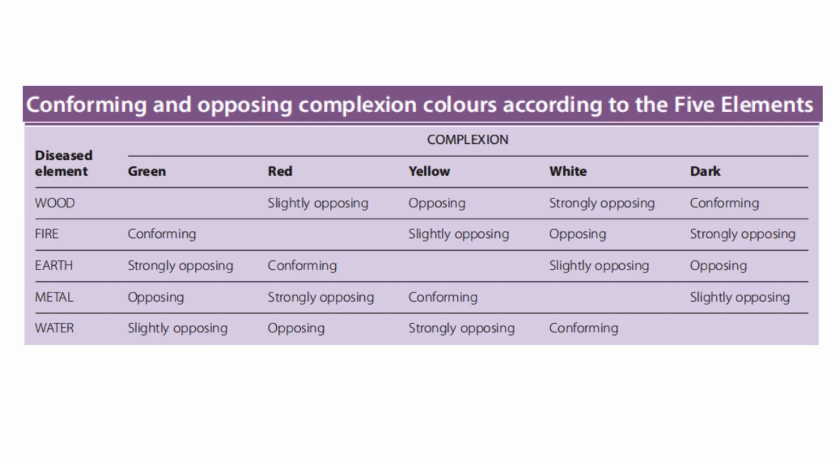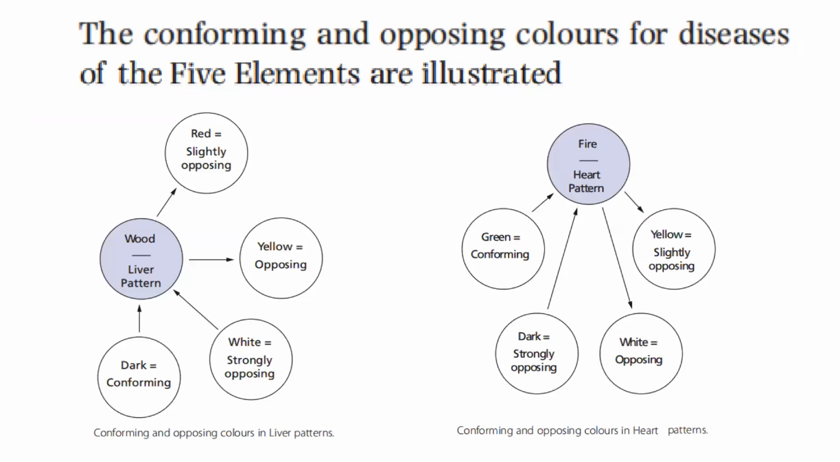In metal element pattern, green is opposing, red is strongly opposing, yellow is conforming, and dark is slightly opposing. And in water element pattern, green is slightly opposing, red is opposing, yellow is strongly opposing, white is conforming. The conforming and opposing colors for diseases of the 5 elements are illustrated clearly here.